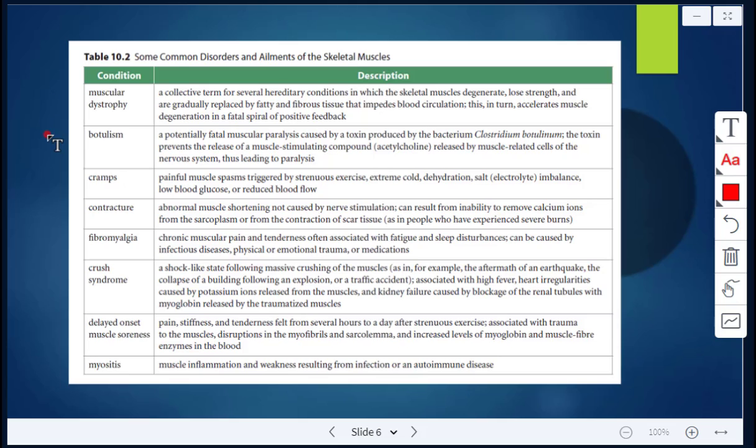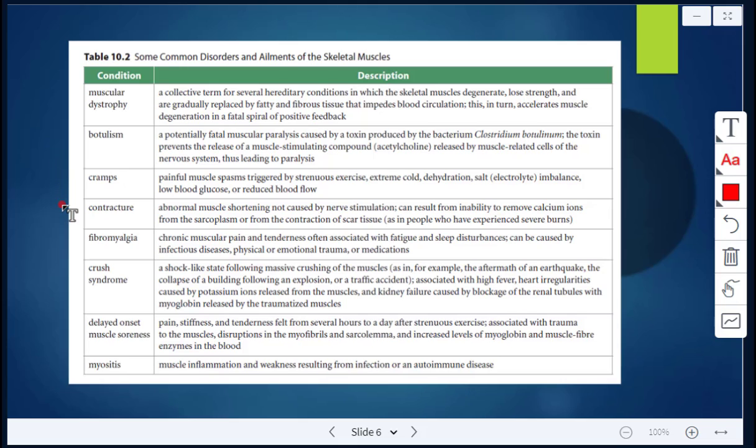Botulism, it's muscular paralysis. It's caused by a toxin that's produced by the bacterium Clostridium botulinum, and it prevents the release of the muscle-stimulating compound acetylcholine released by muscle-related cells of the nervous system, and then that leads to paralysis. Cramps are muscle spasms triggered by, for example, strenuous exercise, extreme cold, dehydration, electrolyte imbalance, low blood glucose, or reduced blood flow.